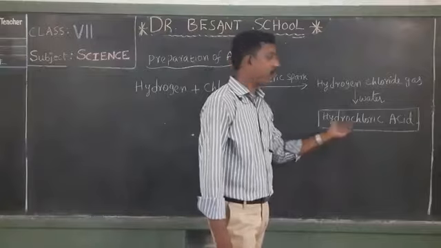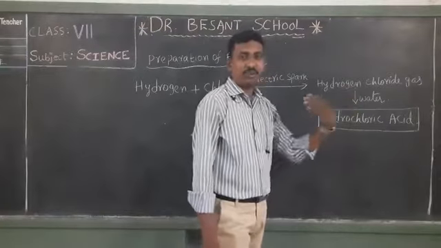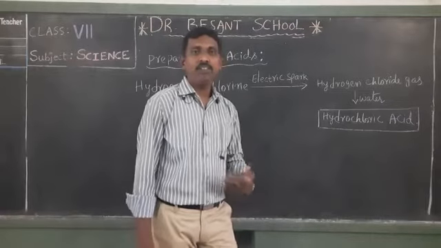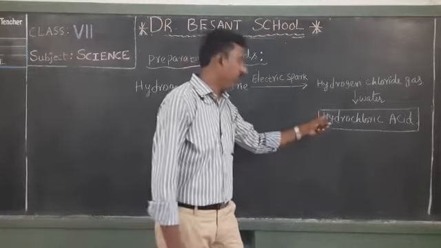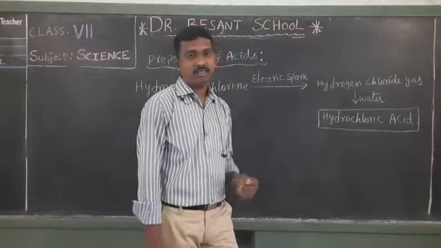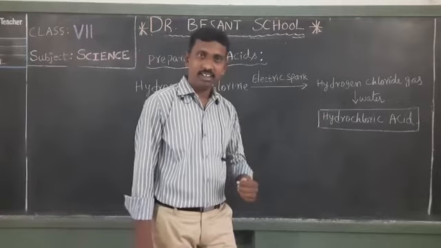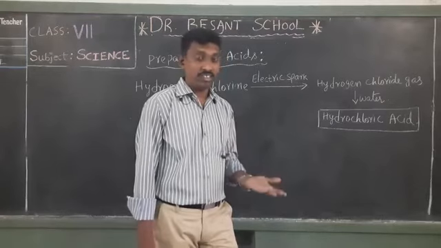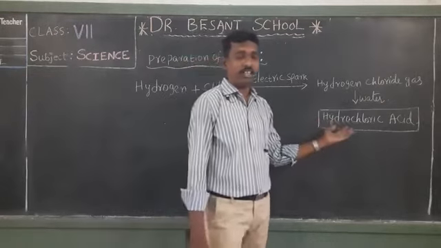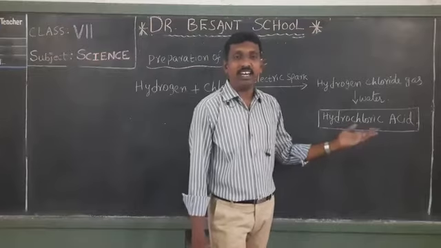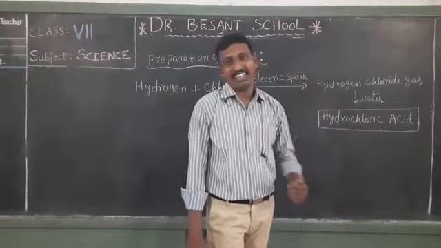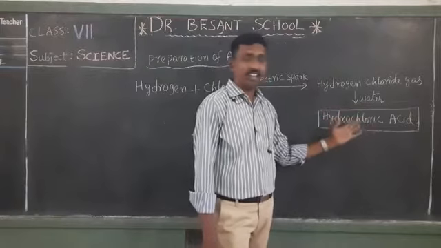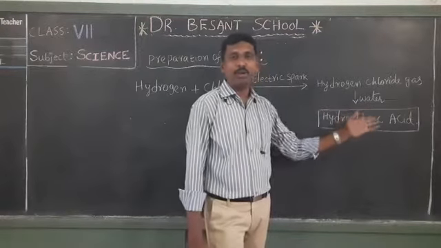If you are going to test this, which type of litmus paper will you consider? Both red and blue. If you dip red litmus in this solution, is there any change in color? No. And if you dip blue litmus paper in it, what happens? Yes, it changes to red. Blue litmus changing to red indicates the acidic nature of the substance, and it is none other than hydrochloric acid.